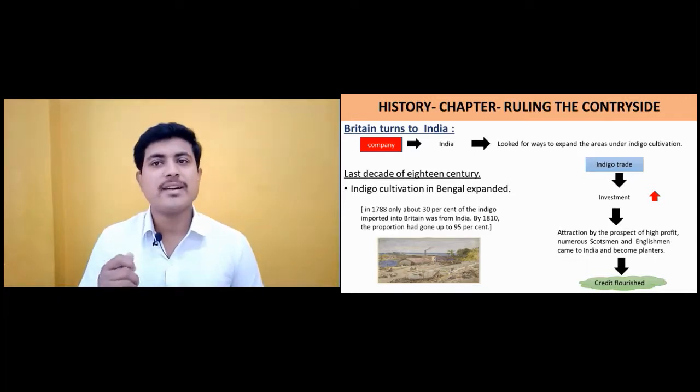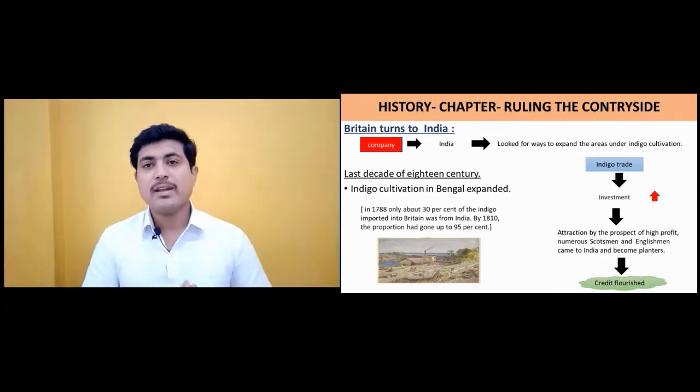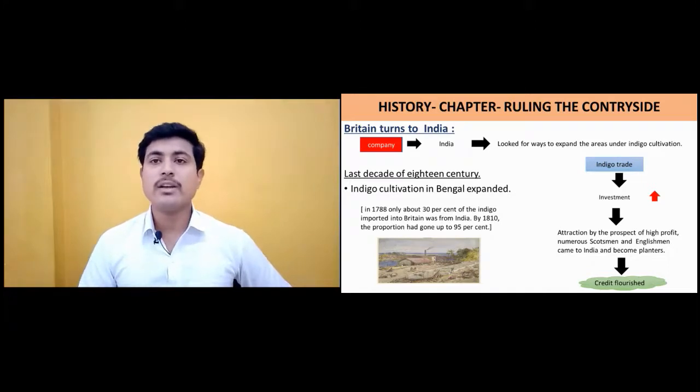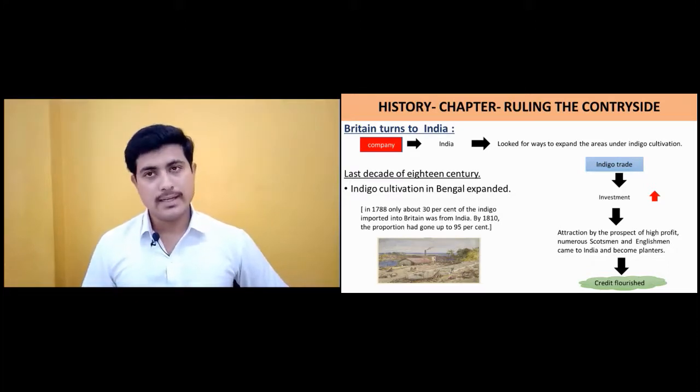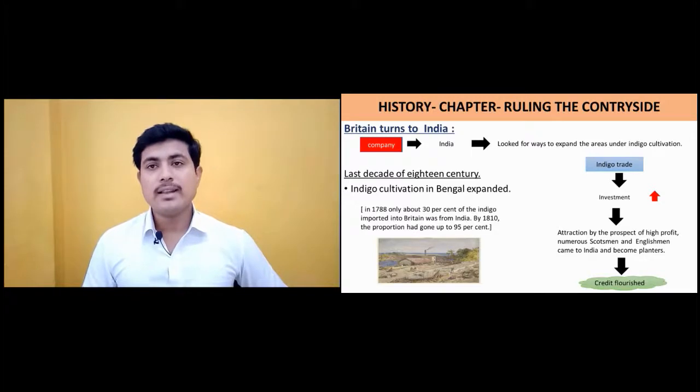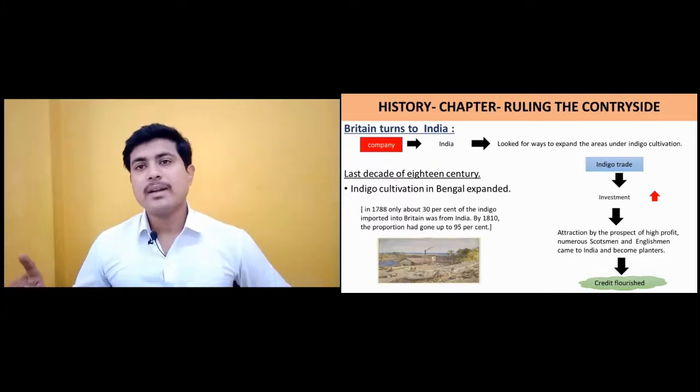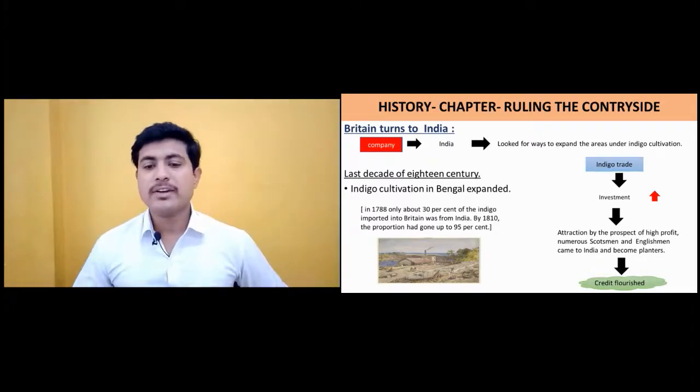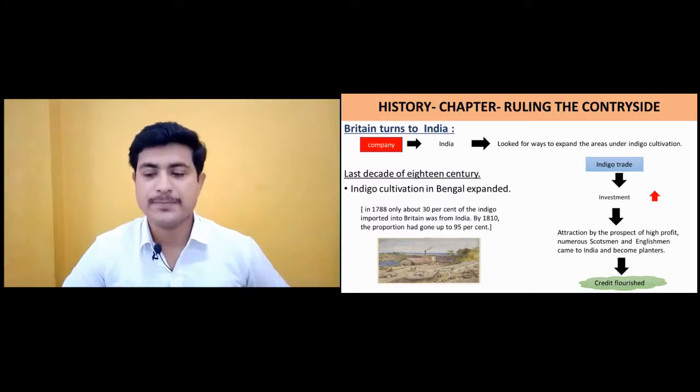Now money started coming to India, and from 1788 about 30% of the indigo imported into Britain was from India, but by 1810 it reached 95%.